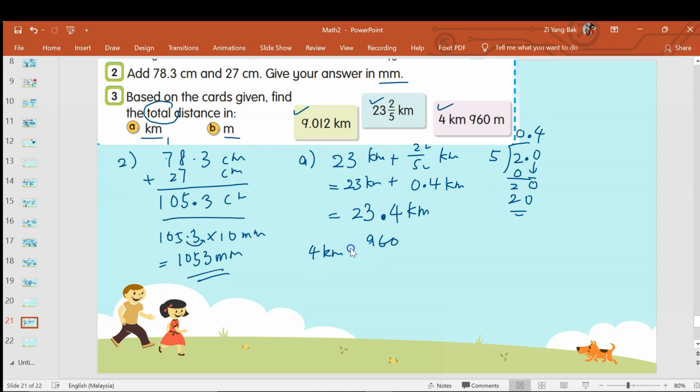km. As for the third one, 960 meter, same thing, you split them first and then you divide 1000 because we want to change to km. So divide 1000, there are 3 zeros, move to the left 3 times, 1, 2 and 3. So you get 0.96 km. Alright, and then you join them together, you get 4.96 km.